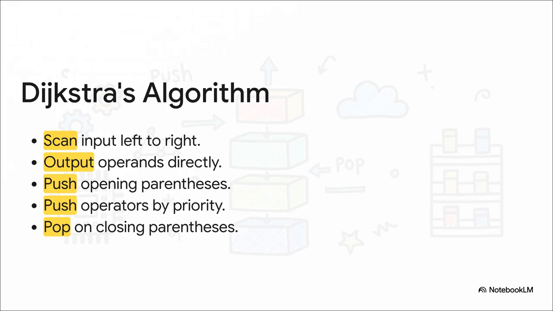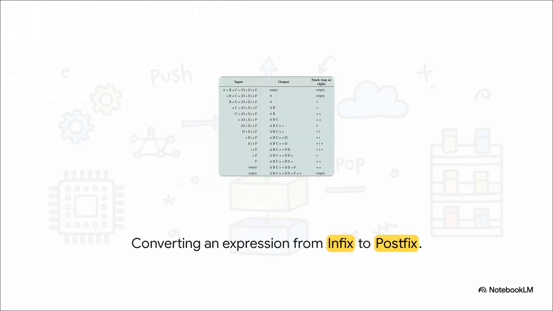Well, many compilers use a brilliant algorithm designed by Dijkstra, and incredibly, this algorithm uses a stack to do the translating. It scans our human math from left to right, outputting the variables directly, but it uses the stack to temporarily hold on to the operators and parentheses. It pushes and pops them based on their priority rules until they are ready to be placed in perfect postfix order. As you watch this step-by-step conversion, you see the tangled input being seamlessly processed.